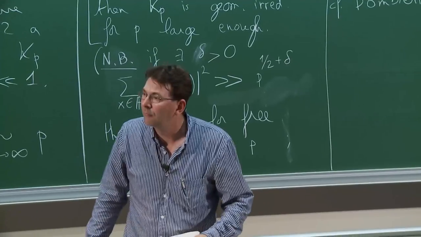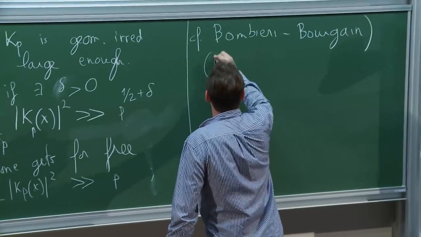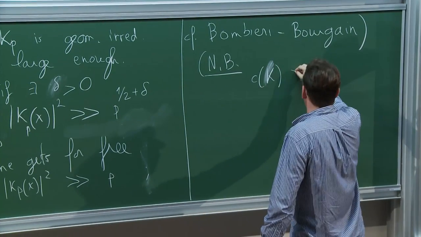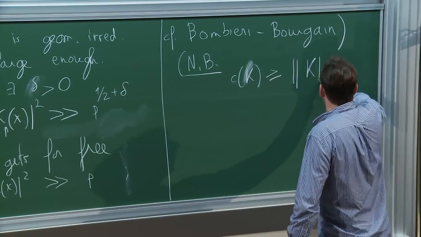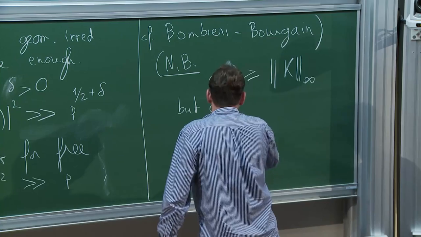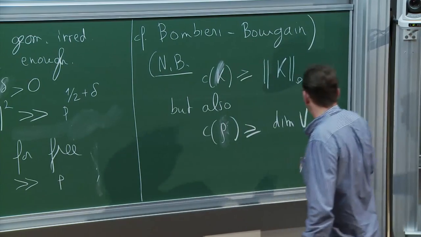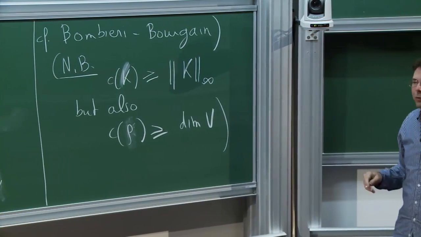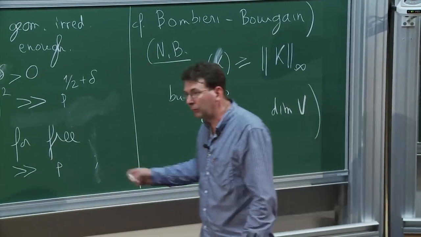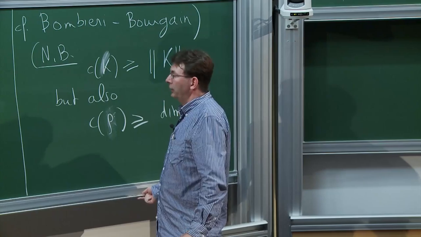Is there an inequality between the complexity and the dimension of the underlying V? Yes. So I think I said that yesterday. So the complexity is, among other things, I stated that it's at least the L infinity norm, but in fact it's also at least the dimension of V. So by the end of this lecture, we'll have almost all the components of the actual definition of complexity. And then next week, I will have to introduce the last one, which is necessary to handle certain cases. Okay.